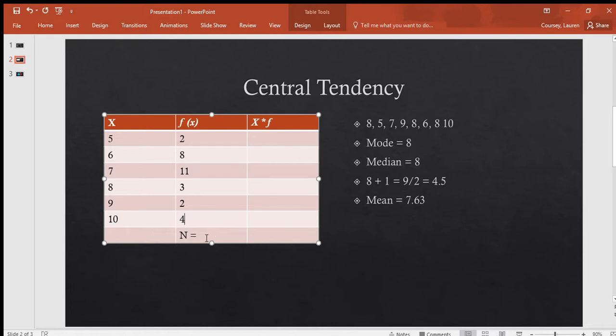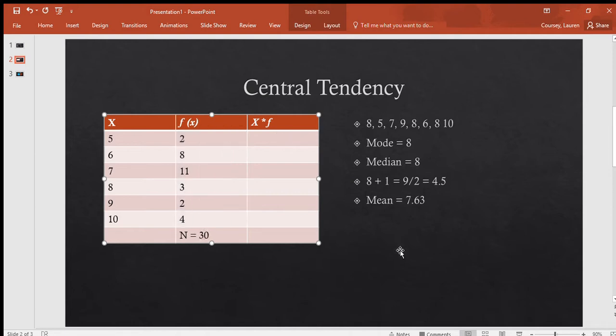So now again, the first thing that I want to do is to determine what is my n. What are the total number of scores that I have, or the total number of participants in this replication study? So I would add together my 2 plus 8 plus 11 plus 3 plus 2 plus 4, which would be a total n of 30.